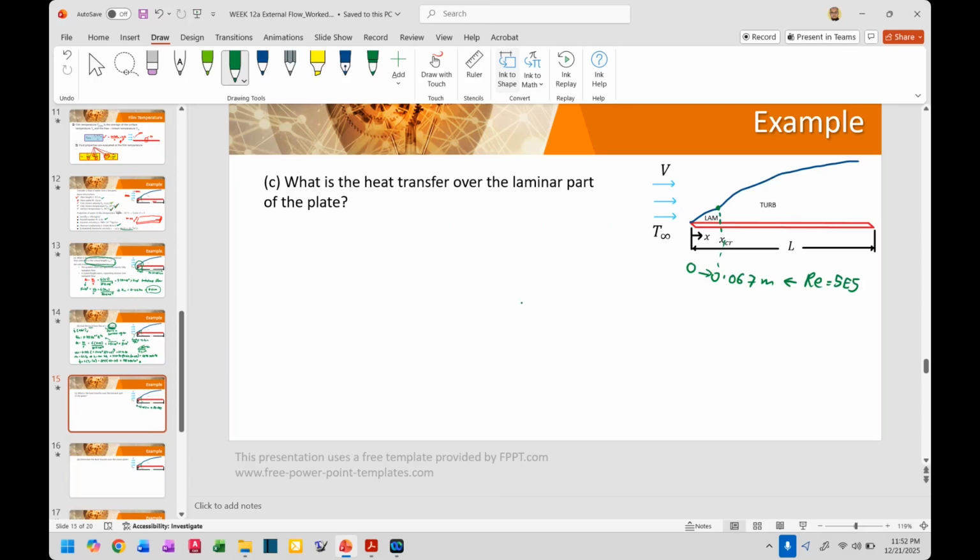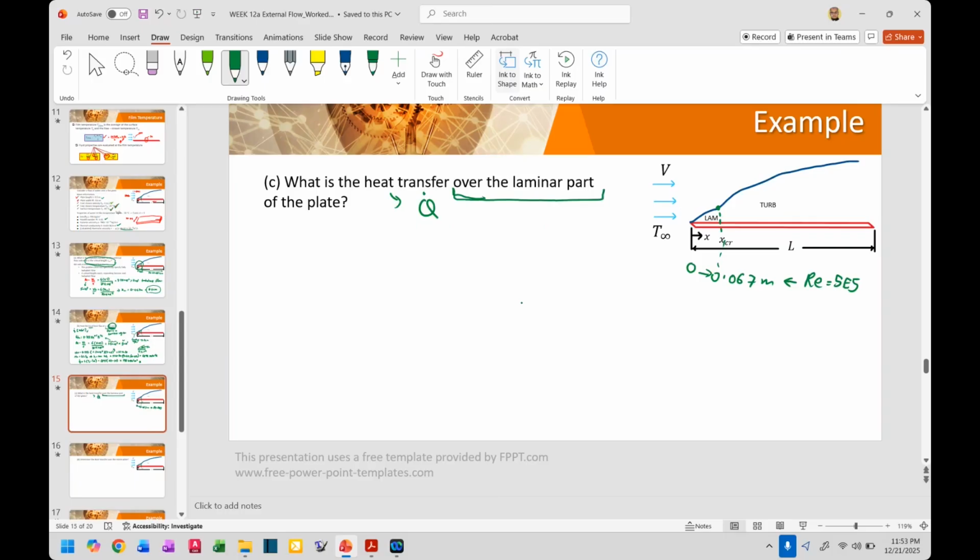Now, the heat transfer is Q dot, big Q, okay? Let's start off by finding the Nusselt number, okay? Which is, okay, now pop quiz. Is it a local one or average one?